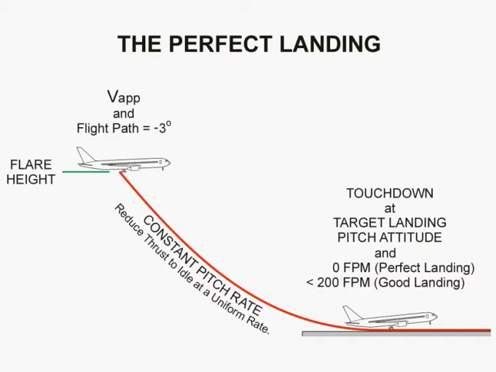In practice, this is achieved by comparing height above the ground with pitch attitude, so that the target pitch attitude is reached just before touchdown. A perfect landing would have the wheels touch at a rate of descent of 0 feet per minute, but a rate of descent of 200 feet per minute is considered to be a smooth landing.